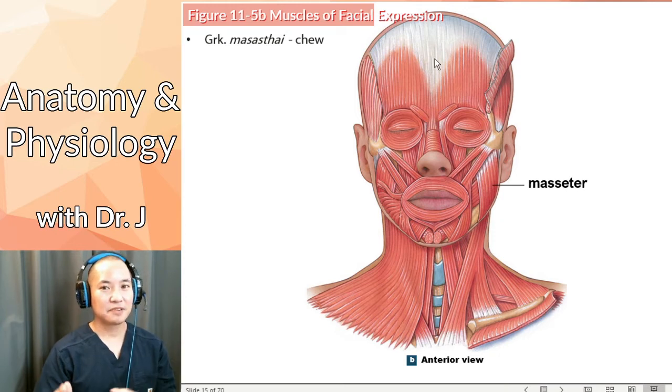So masseter comes from a Greek word, masatai. I don't speak Greek, so I might mispronounce that, but it means to chew. So this is the chewing muscle, and it's one of the main muscles in mastication. Mastication actually comes from that same root word too.